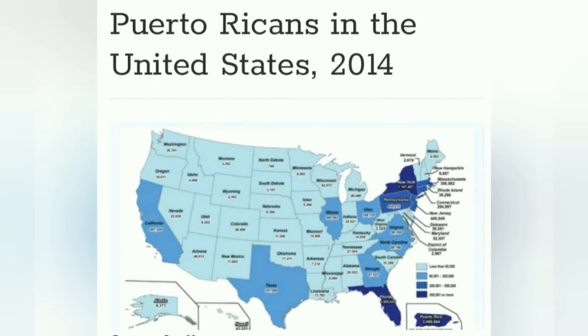Puerto Ricans and Puerto Rican Americans are the second largest Latino group in the United States. The highest concentration of Puerto Ricans can be found in New York and Florida, followed by New Jersey, Pennsylvania, and Massachusetts.